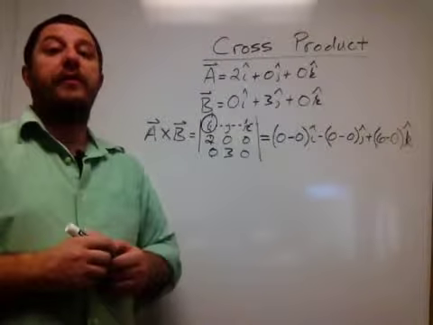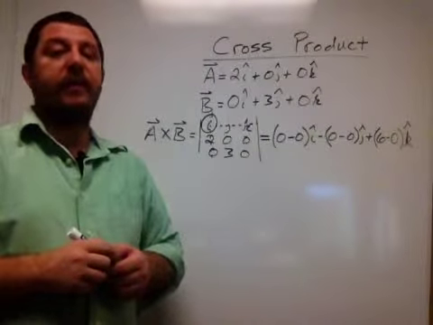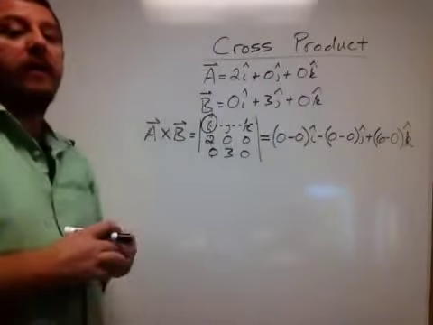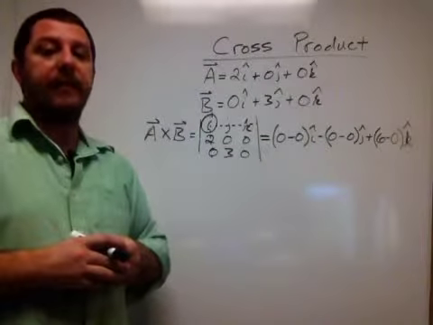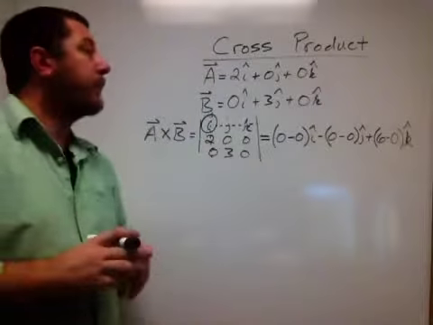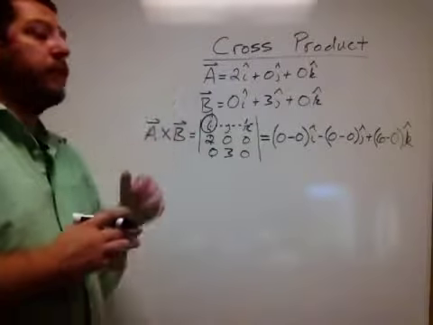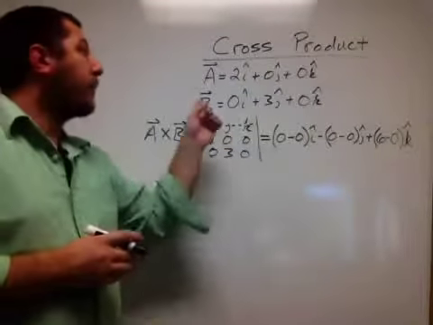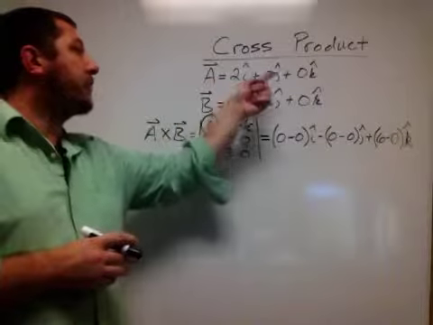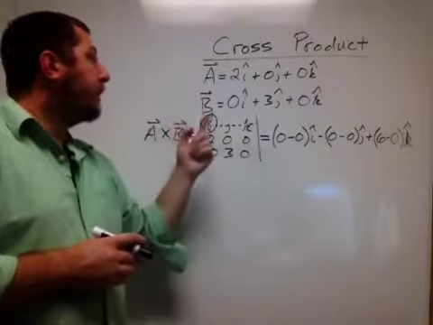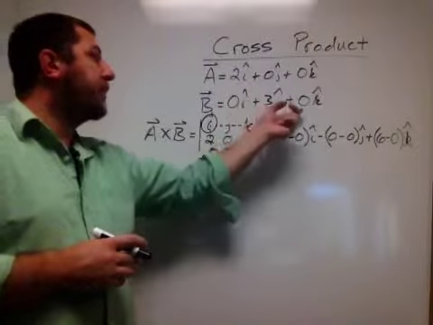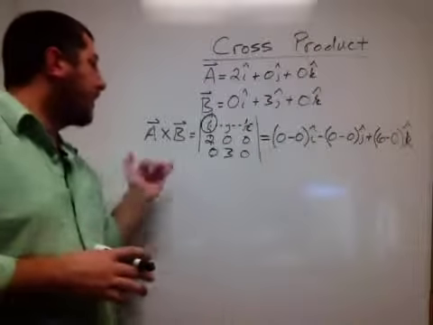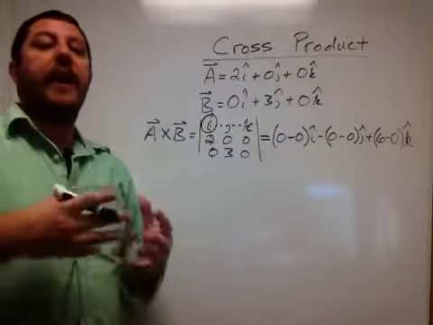In this video, I want to talk about the cross product just ever so briefly. The cross product is the second way to multiply two vectors, and it gives you a vector back. I'm just going to pick two vectors. Let A have components 2i plus 0j plus 0k, and B have components 0i plus 3j plus 0k, and I want to cross A into B, or what we say A cross B.